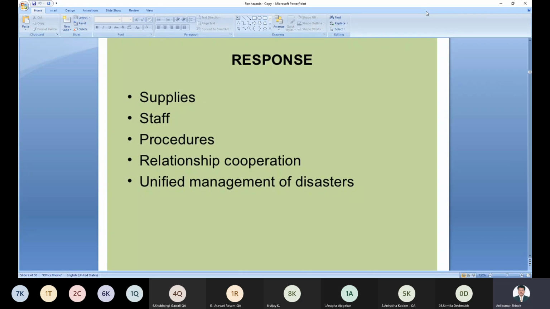Then the relationship is cooperation. Every department should be cooperative with each other, and if anything happens, they will cooperate with and help one person or another, right? That is called response. Then unified disaster management: every department or company must have a disaster management department, which has the main responsibility of avoiding different disasters in the department or the company.